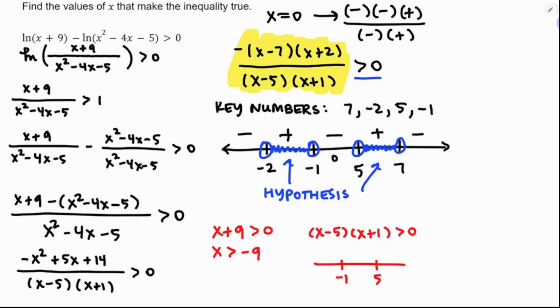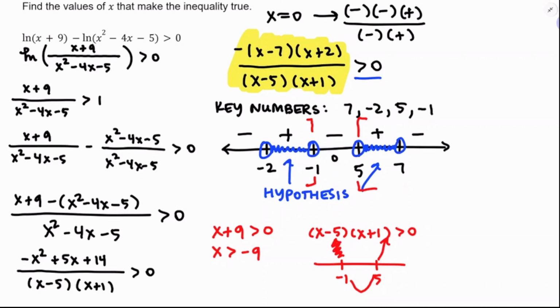I don't think you need a number line to solve a quadratic inequality, because we know what the graph looks like. Okay, so we need x to be less than negative 1, which it already is, or greater than 5, which it also already is. Okay, so that was all for nothing, all that checking.